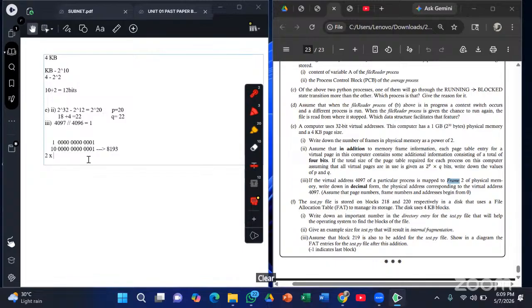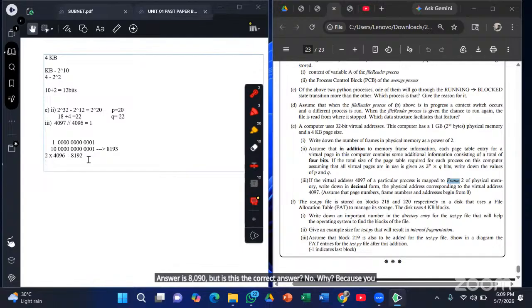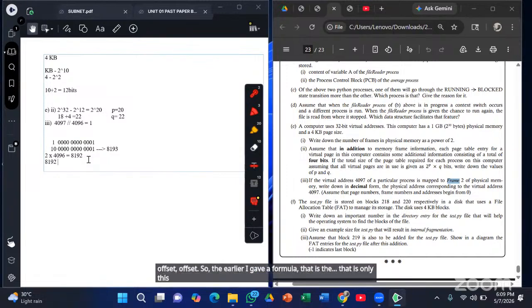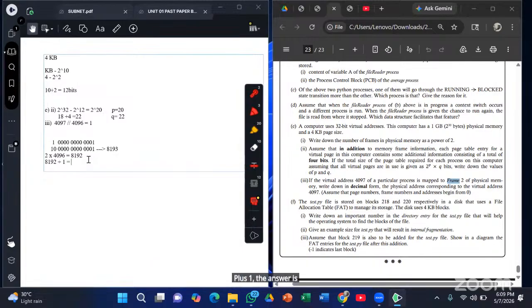Frame number multiplied by the page size. Okay, 4096. Isn't it? Answer is 8192. But is this the correct answer? No. Why? Because you have to add the offset. So the earlier formula I gave is only this one, in a different way I gave. Plus 1, the answer is 8193. So this is the answer.